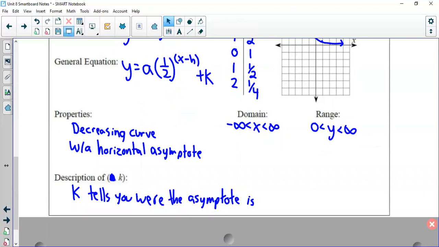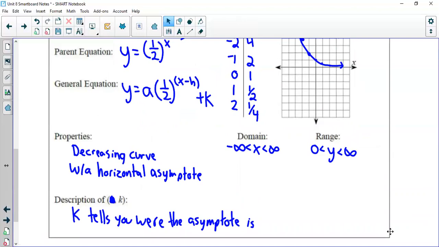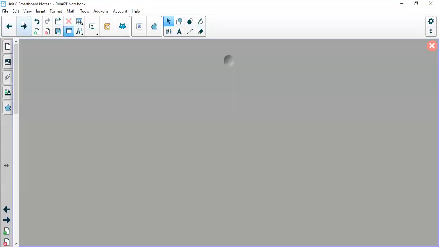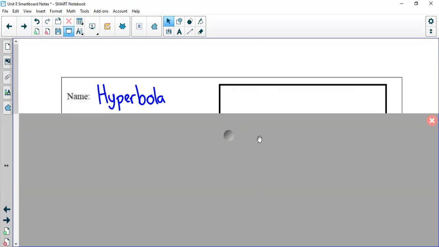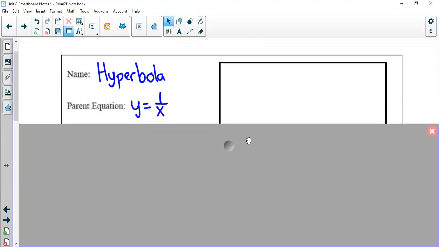And then similar to what we just had above, the h still does move it left and right, but it's not actually a point on your graph. The k, though, again, will tell you where your horizontal asymptote is. And last but not least, we have the hyperbola, which is y equals 1 over x. You may also hear this called the reciprocal function.